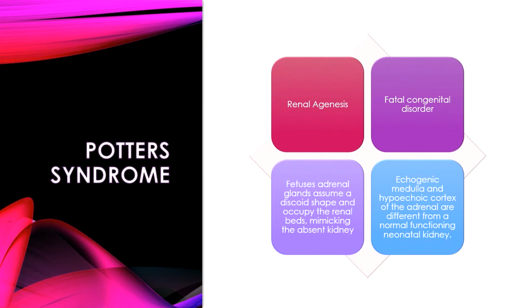The last abnormality I want to share with you guys today is a fatal congenital disorder known as Potter syndrome, where it's complete renal agenesis. And the fetus's adrenal glands assume a discoid shape and occupy the renal beds, mimicking the absent kidney. And it's important that we're able to distinguish between the adrenal gland and the absent kidney in order to help out the doctor so they can take the next steps needed.